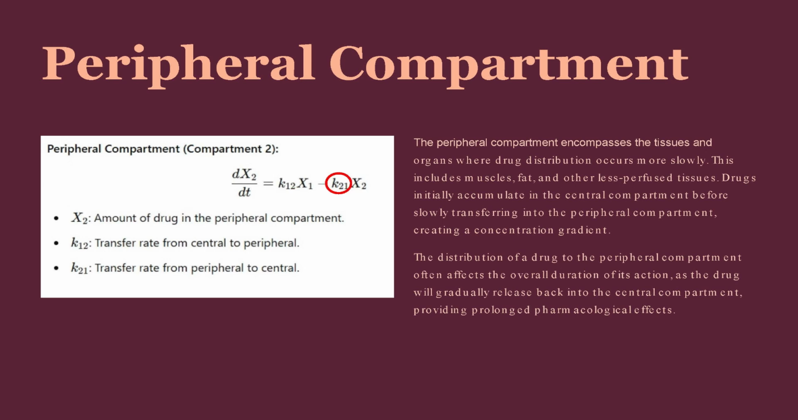K21x2. This term represents the movement of the drug from the peripheral compartment, x2, back to the central compartment, x1. The negative sign here indicates that this process reduces the drug amount in the peripheral compartment. The equation balances the drug's movement into and out of the peripheral compartment. The net change in x2 depends on the rates of these two processes.